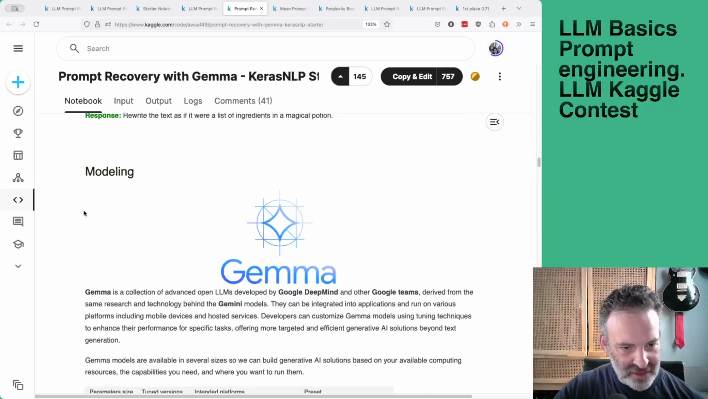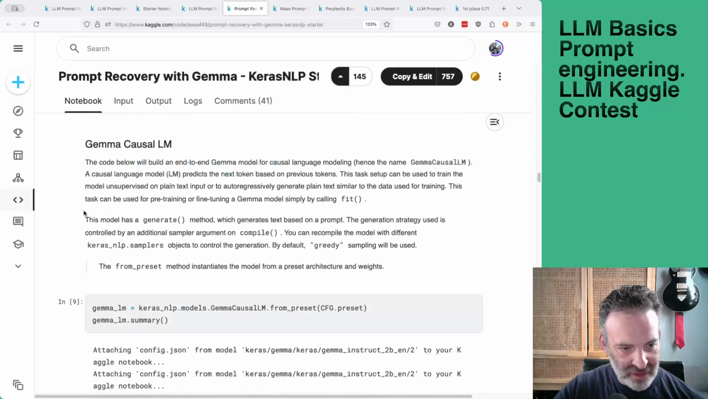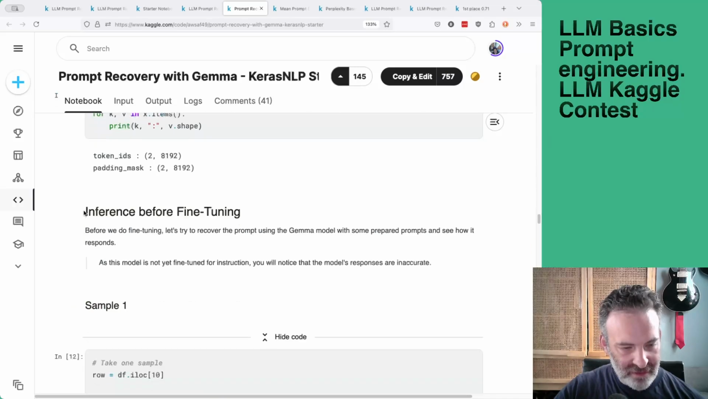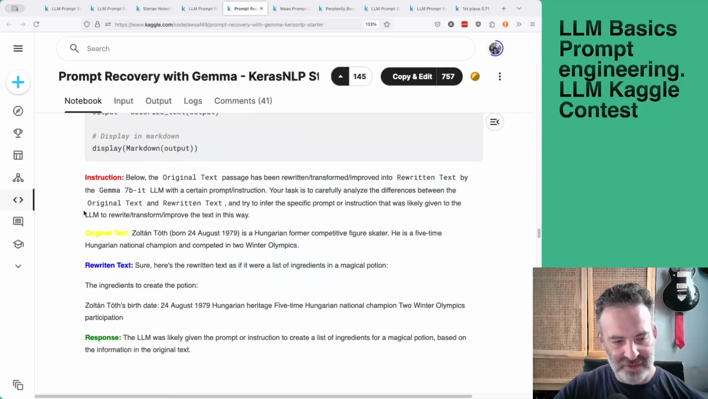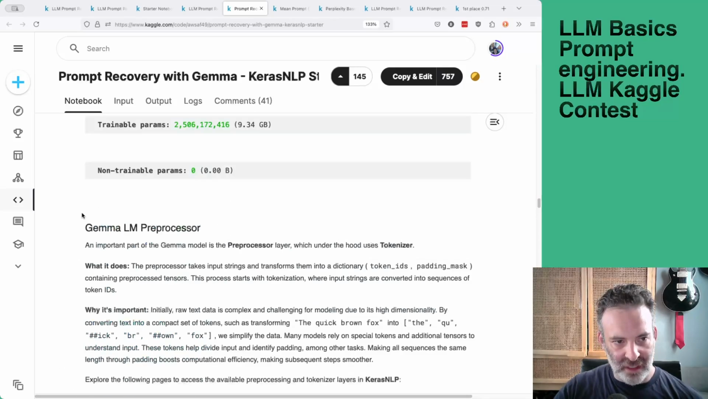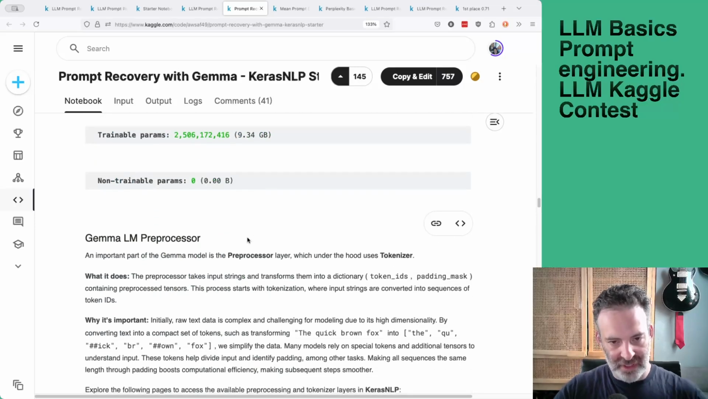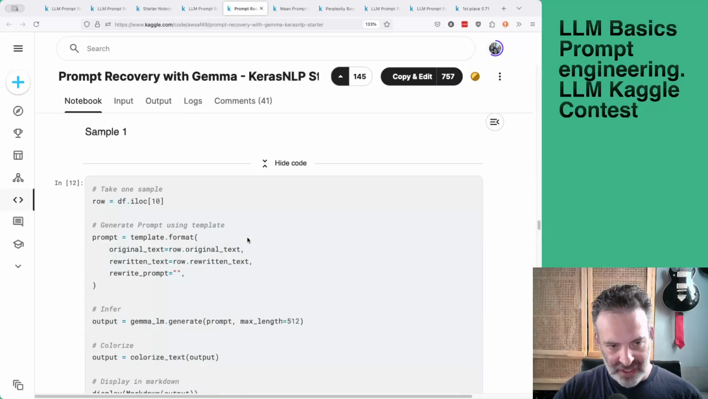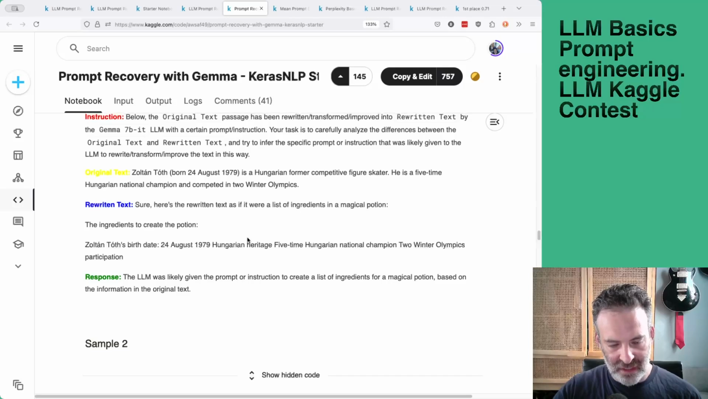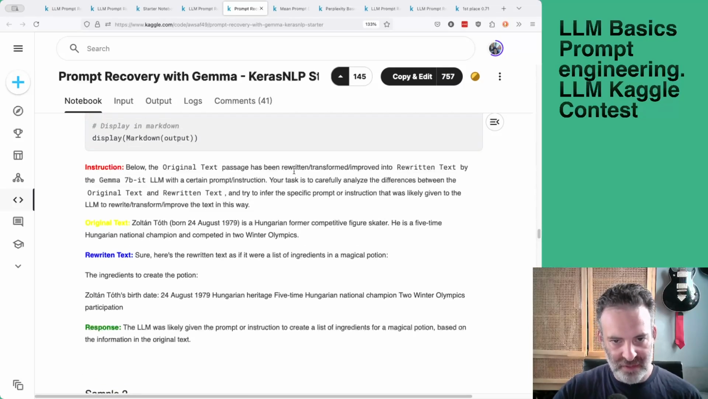Oh, sorry, this is not it. We're just doing inferences before fine-tuning. Oh yeah, this is what I was looking for. Sorry, I'm skipping down a little bit. All this stuff is done using a little bit of prompt engineering, making sure that we have everything tokenized properly, which we talked about before, and then passing it to the model with some basic settings, and it does fine.